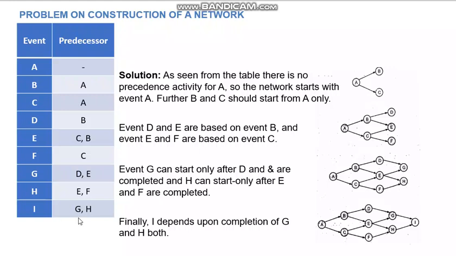Now finally I depends upon G and H. Now the rules were that it should have one initial event and one terminal event. Terminal event means the last, final event, initial means the start event. Okay, one start event and one end event are there. These arrows are all activities, these circles are events. This is how a network diagram is.